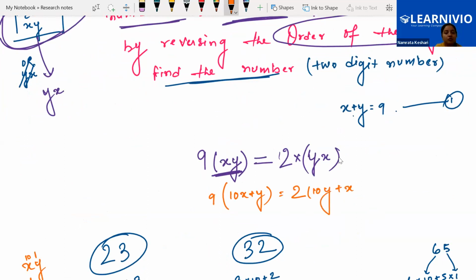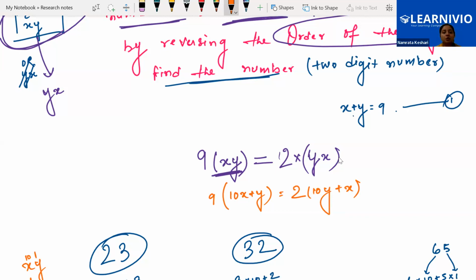Why are we doing so? Why are we writing in expanded form? Because xy we have never seen in our equation. If we write it in expanded form like this, it's the same thing. We are not changing anything, not doing any drastic change. We are just writing the same thing in another way, and then we will get a proper equation.